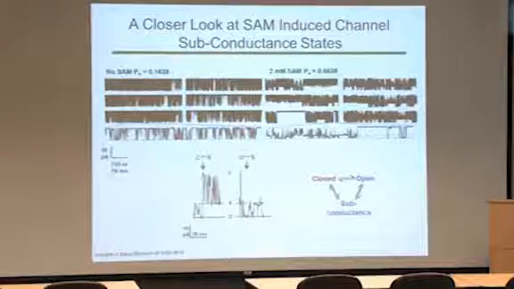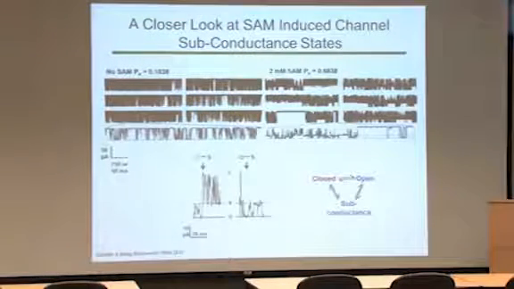One of the first things we did was take a closer look at the substates. These are channel recordings at negative membrane potential, so openings are downward. These are on a slow time scale, multiple traces. Here's just one expanded. And here's with the SAM, we see the substates on an expanded scale.